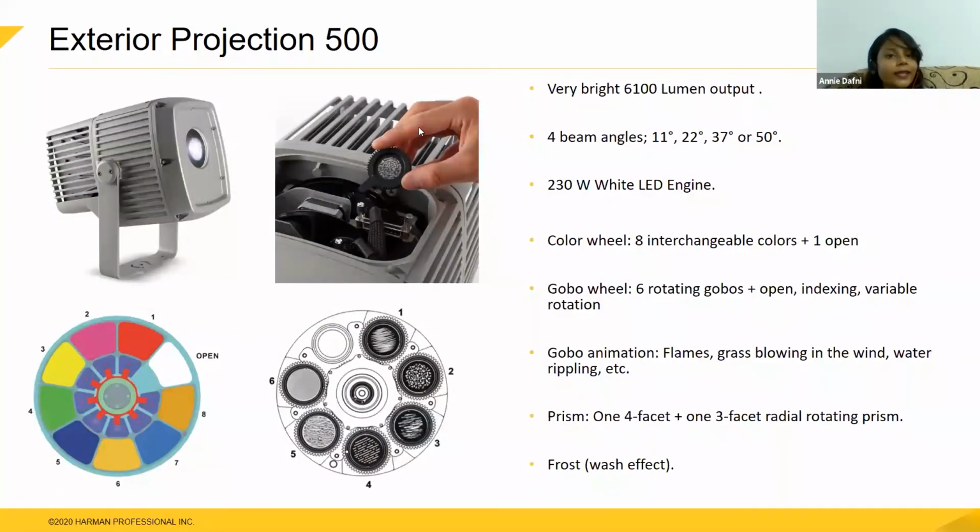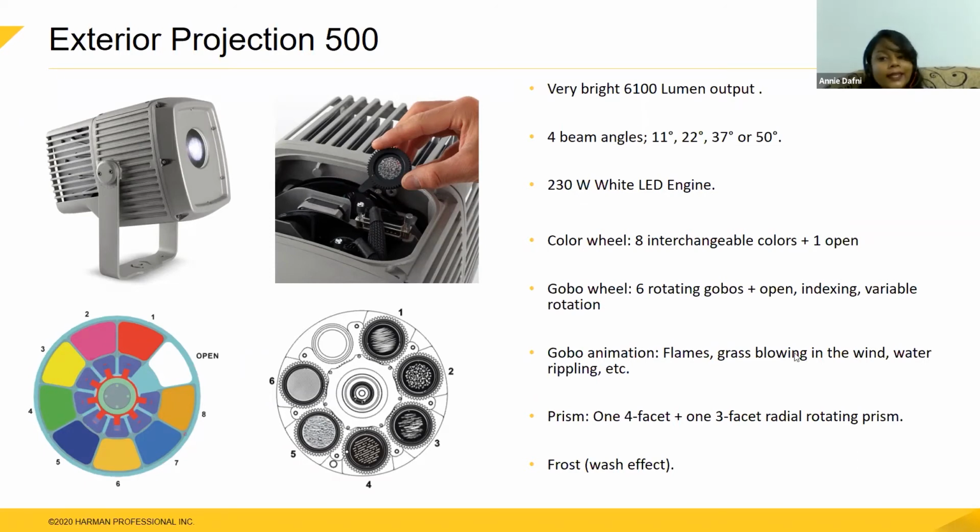Okay, so the exterior projection 500 comes with a 230-watt LED engine, and it delivers a lumen output of 6100, and it comes with 4 different beam angles. So we need to choose beforehand, depending on the location of the fixture and the distance from which it is placed from the building. We need to decide on the beam angle. It could be 11 or 22 or 37 or 50 degrees. And then it has a color wheel which has 8 interchangeable colors and 1 open for any color of your choice. And it also has a gobo wheel with 6 rotating gobos and 1 open.